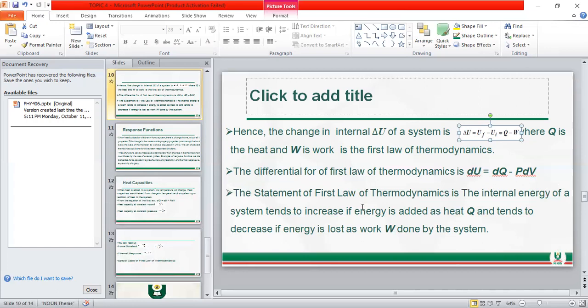The statement of the first law of thermodynamics is that the internal energy of a system tends to increase if energy is added as heat, Q, and tends to decrease if energy is lost as work.